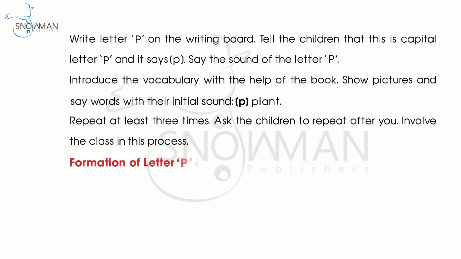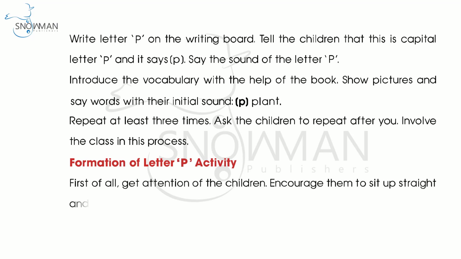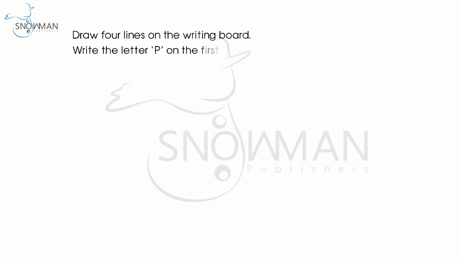Formation of letter P activity. First of all, get attention of the children. Encourage them to sit up straight and not bend their backs. Draw 4 lines on the writing board. Write the letter P on the first 3 lines and give instructions.